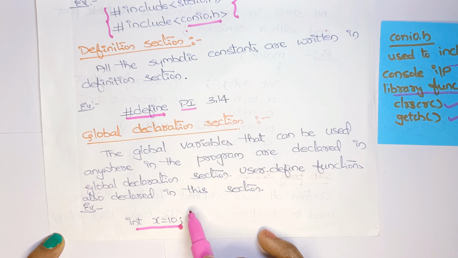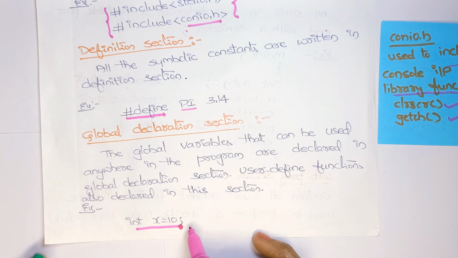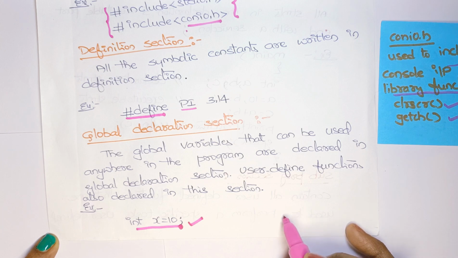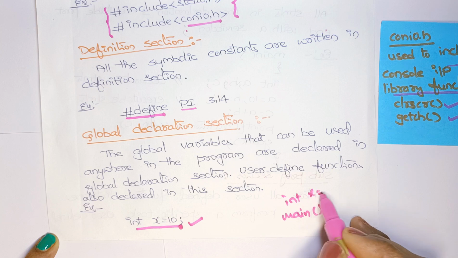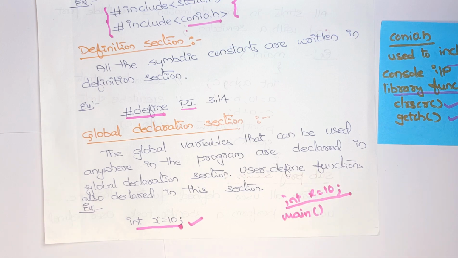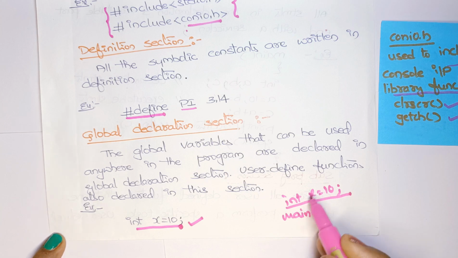Variables or functions you can use in this section. Here, int x is equal to 10 means, if you are writing it before the main function, this is nothing but a global variable. This x is a global variable that can be accessed during the entire program.